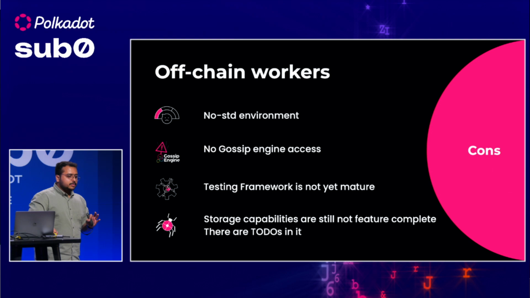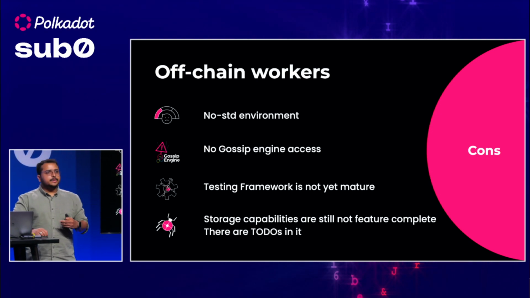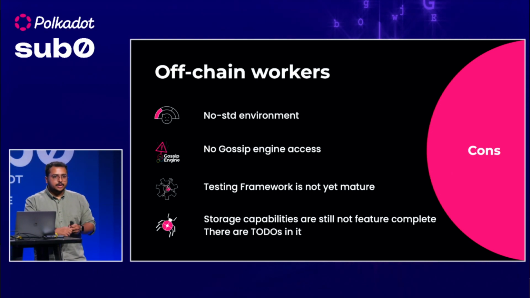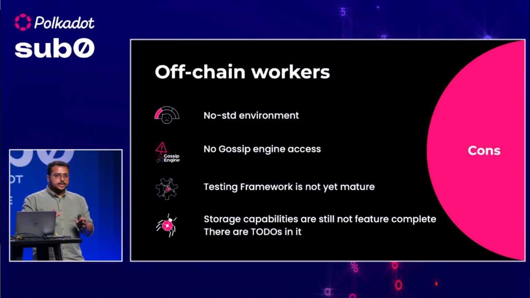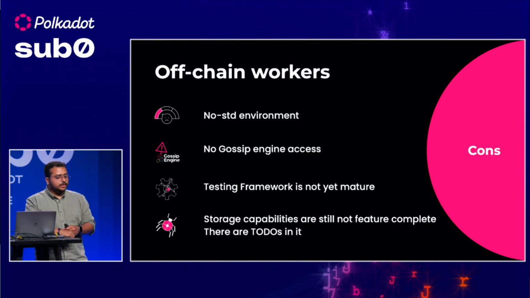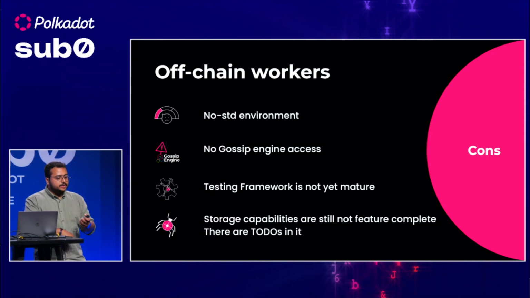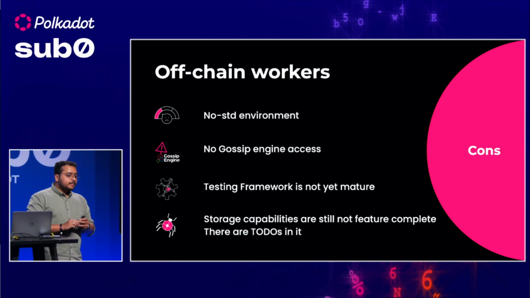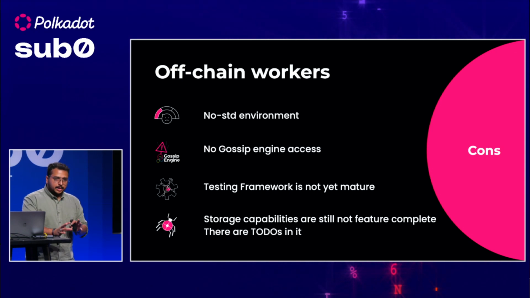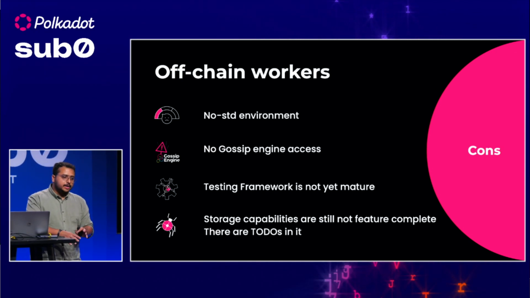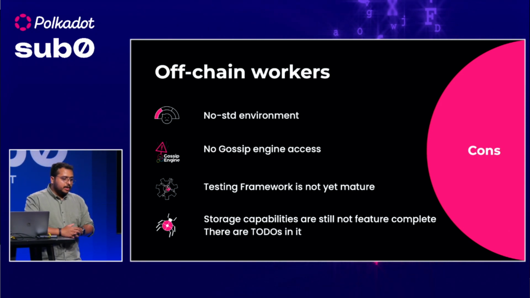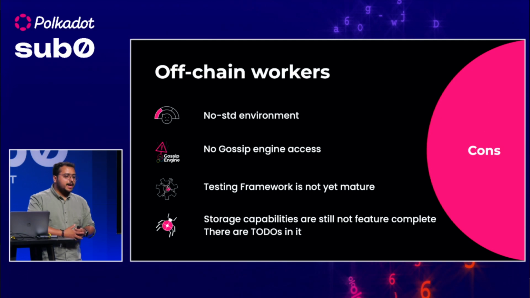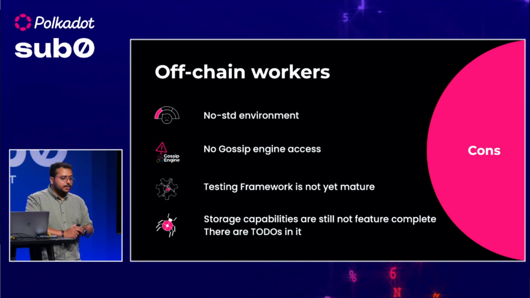And the biggest disadvantage of off-chain workers is, in our case, we wanted to use certain standard libraries. So we have to restructure our code base in such a way that we are not using STD-enabled libraries. So it's a no-STD environment, no gossip engine access. You are limited to HTTP requests. And for off-chain workers, the testing framework in Substrate is not yet mature. There are a lot of bugs there, and we have been struggling with that for some time, and we have to come up with our own ways to test it. We do plan to contribute it back to the Substrate framework so that other people can also use that.